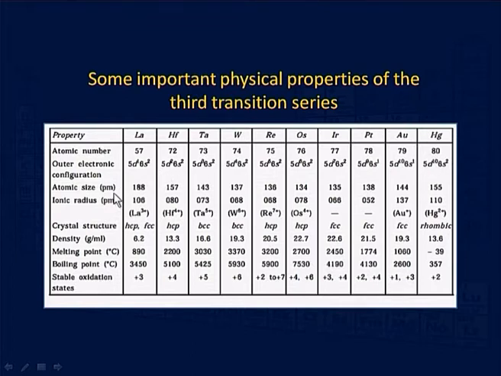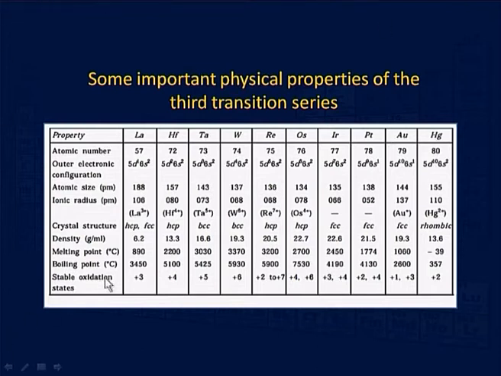In addition to the atomic number and electronic configuration, the same physical properties are also mentioned. As you can see, like the second row transition elements, the crystal structure is also HCP, BCC and FCC for these metal ions. The boiling point and melting point of the third row transition metals are very high compared to second row transition metal ions.